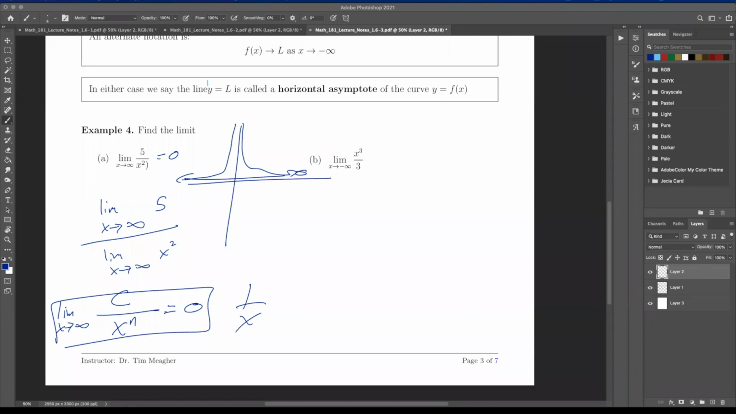How's your book writing? You just don't get confused later. Yeah, this is how your book writes it. So your book gets rid of the C. It's not necessary. So it says the limit as x goes to infinity of 1 over x to the n is equal to 0, and then here the limit as x approaches minus infinity of 1 over x to the n is also 0. Okay.